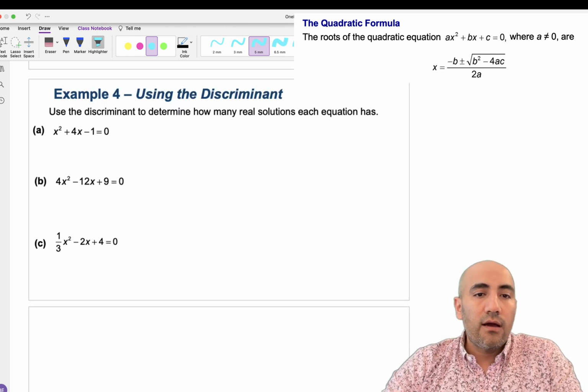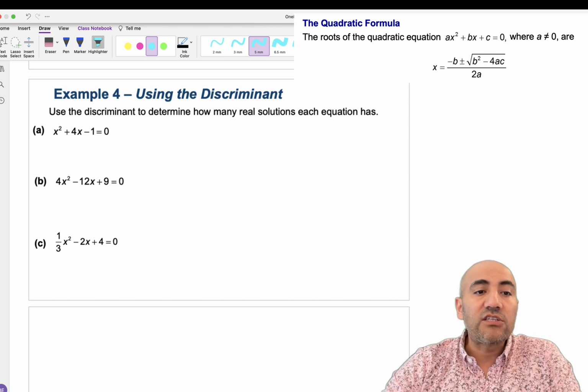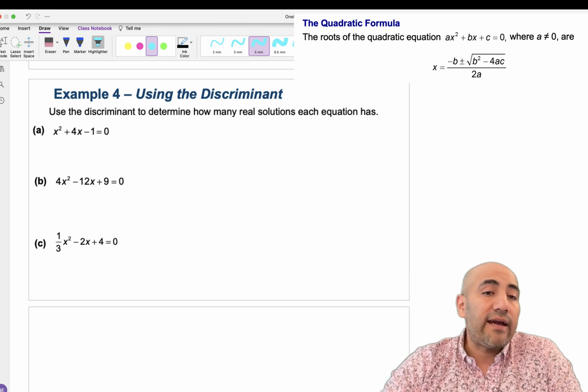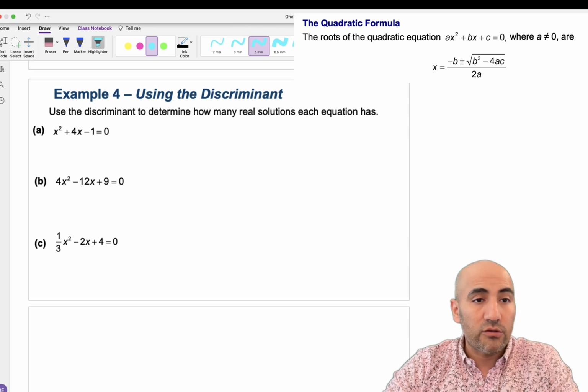For example, let's say we just wanted to know how many real solutions each of these equations had. Remember, we're not necessarily interested in knowing what the answer is. We just want to know if it has 0 solutions, 1 solution, or 2 solutions.